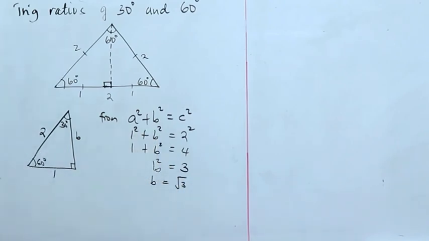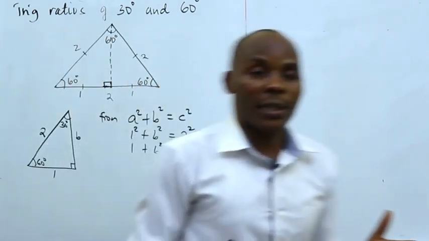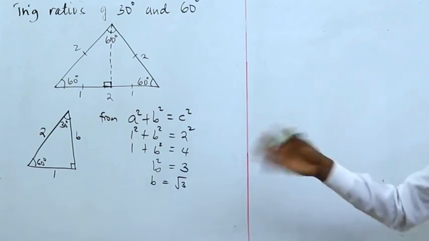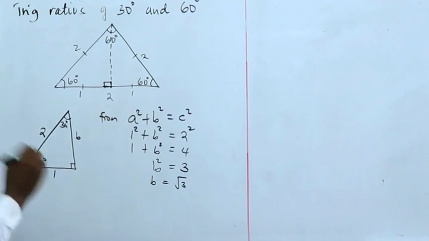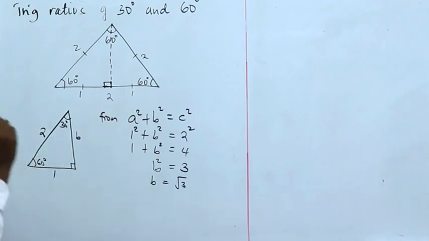And the value of B is the square root of what? Of 3. Remember, we are dealing with the sides. Someone may ask why not plus or minus. We don't have negative length. We are dealing with the sides. This is root 3. So if that is root 3, I can from there determine what I want.